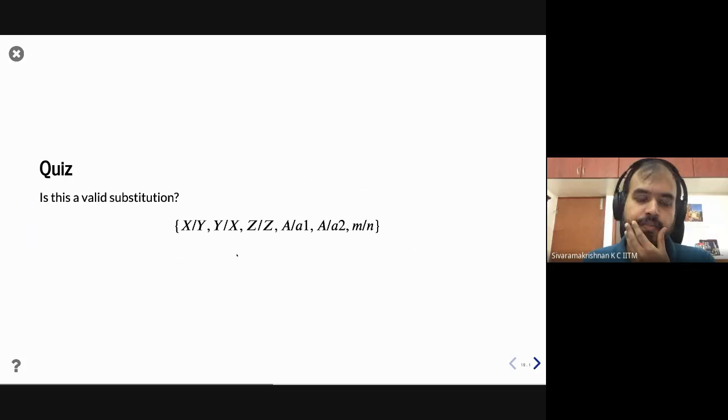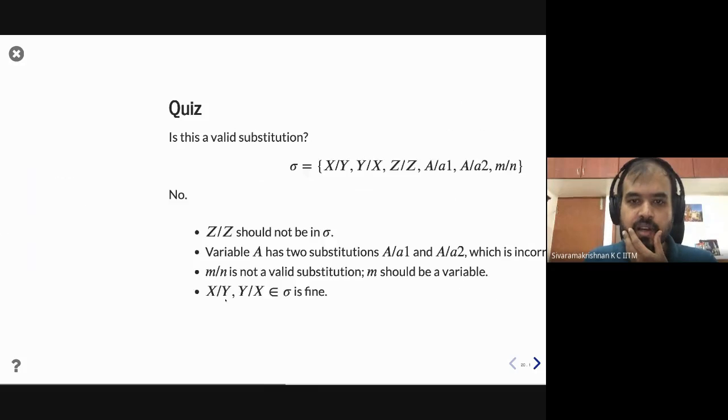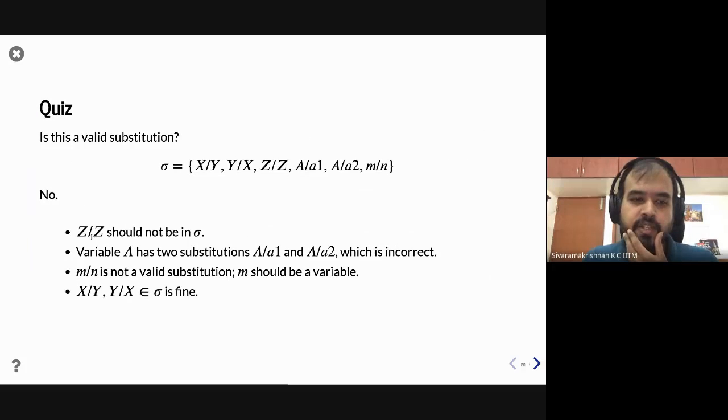There are several reasons here. The first thing is we shouldn't have a substitution of the same variable. We said these sorts of substitutions shouldn't be allowed. I have z/z, so that should be prevented. And I have a variable a for which I have two substitutions, a/a1 and a/a2. This is also not allowed. The substitution m/n is not valid. The left-hand side of the slash should be a variable. You can only substitute for a variable. You cannot substitute for any other term. So that's why this is invalid.